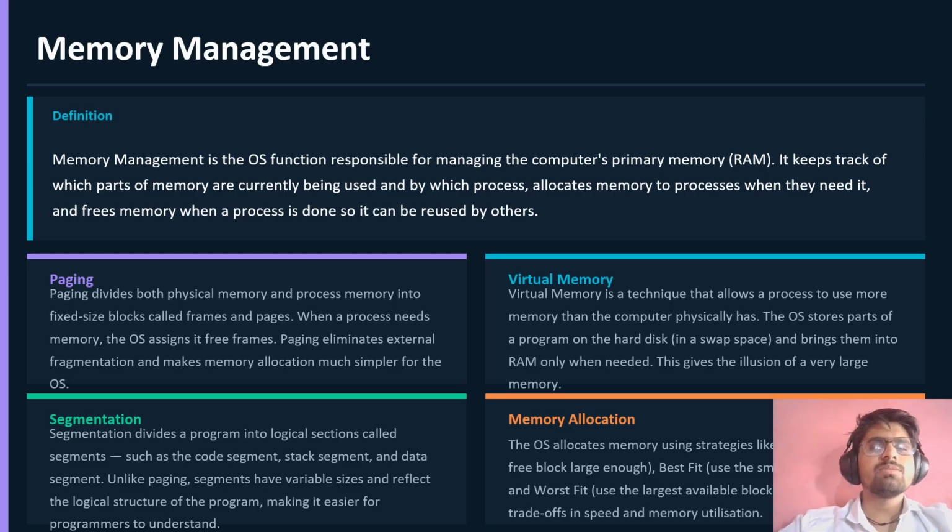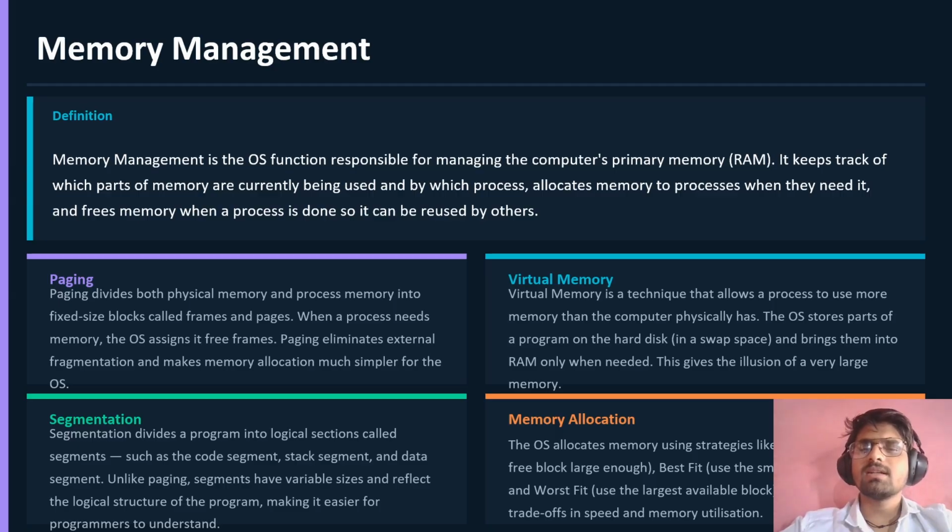Paging. Paging divides both physical memory and process memory into fixed size blocks called frames and pages. When a process needs memory, the operating system assigns it free frames. Paging eliminates external fragmentation and makes memory allocation much simpler for the OS.